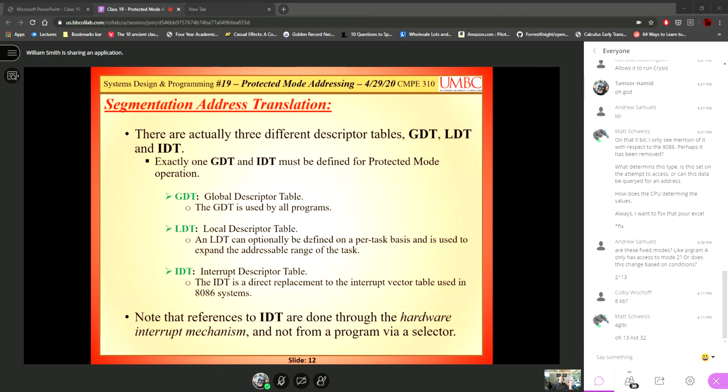An LDT can optionally be defined on a per task basis, and is used to expand the addressable range of the task. Again, when you're talking about an LDT, I'm thinking you're also going back to some previous functionality. Note that references to the IDT are done through the hardware interrupt mechanism and not from a program via a selector.